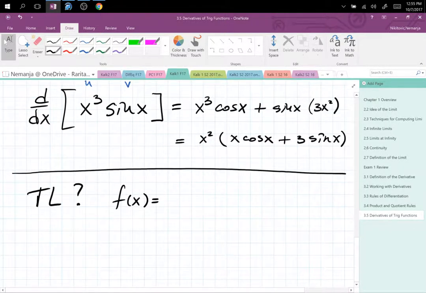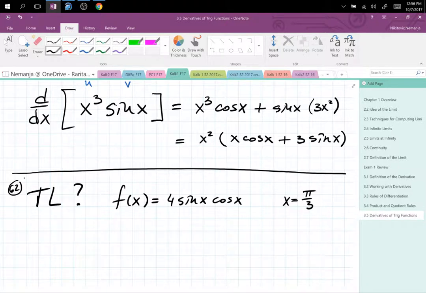Find the equation of the tangent line for the function 4 sine x cosine x at pi over 3. This is problem 62 in your textbook. There are 4 problems for tangent lines here. So do the other 3. Make sure you can do the tangent line for every section. You know what happens here, right? Take some derivative.